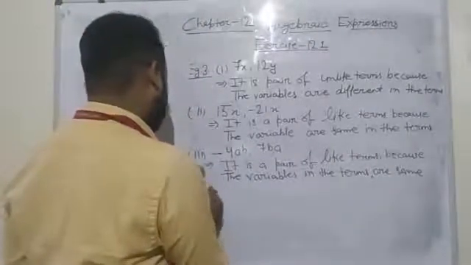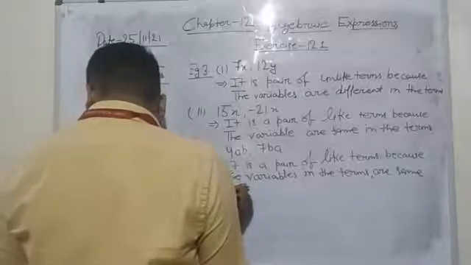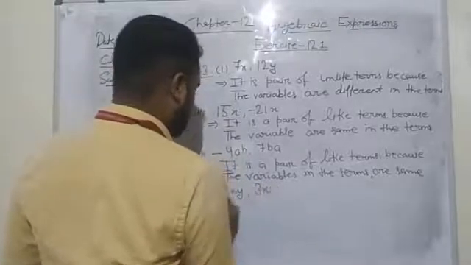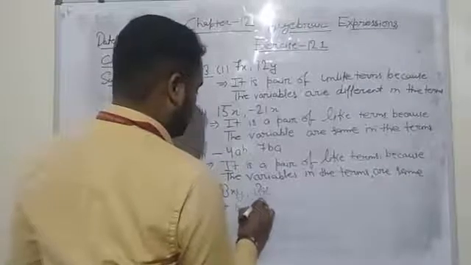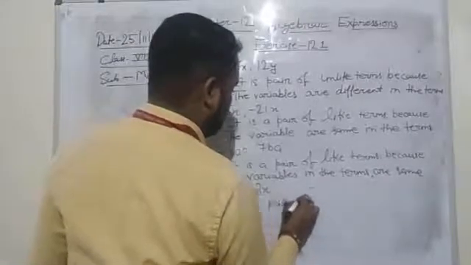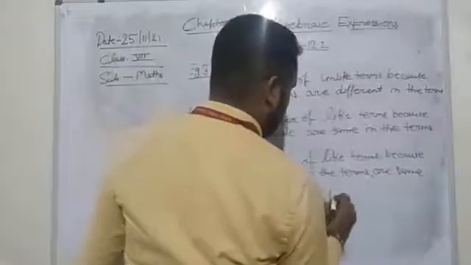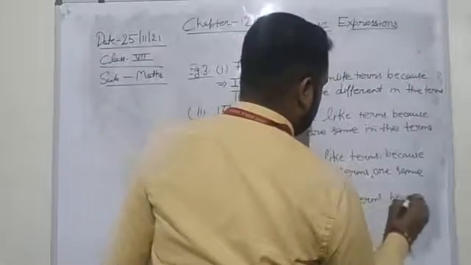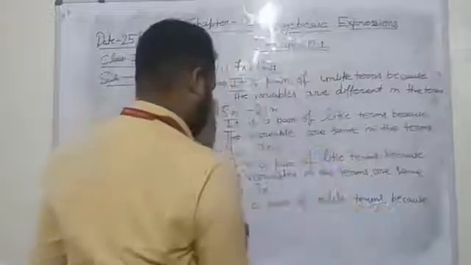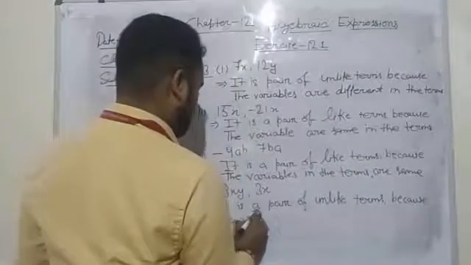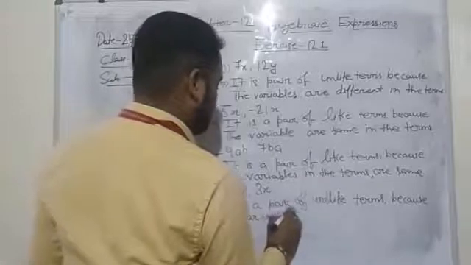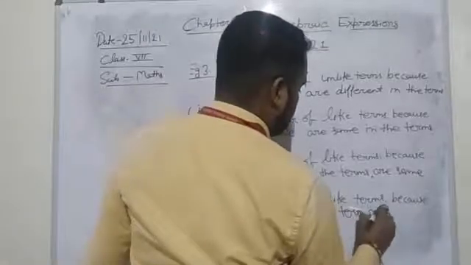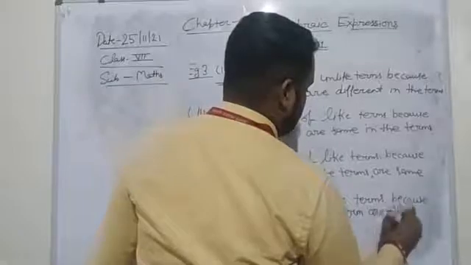And the fourth one is 3xy and 3x. So it is a pair of unlike terms because the variables in the terms are different.